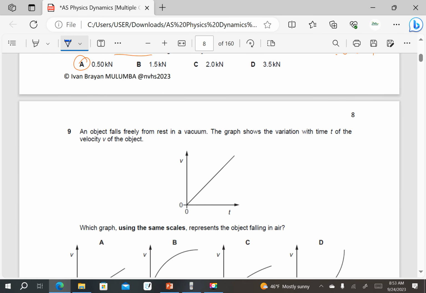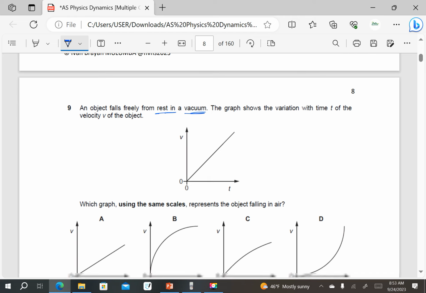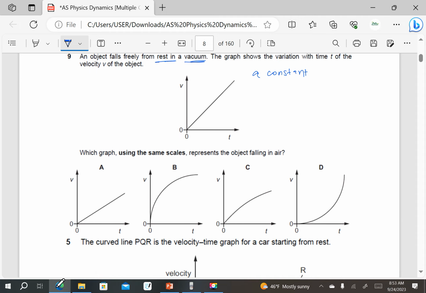An object falls freely from rest in a vacuum, so that means there is no air resistance. The graph shows the variation with the time t of the velocity v of the object. If there is no air resistance, we see that the gradient is constant. So the acceleration is constant, and not zero, for that particular graph. That is in a vacuum. Which graph, using the same scales, represents the object falling in air?